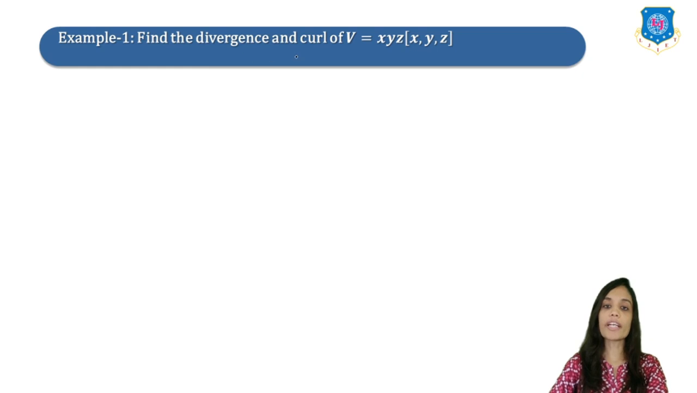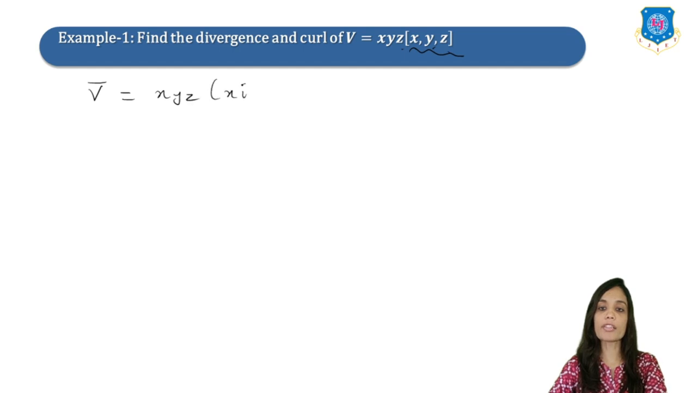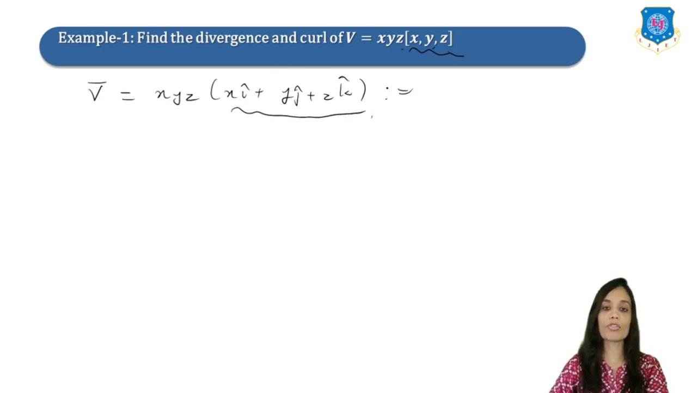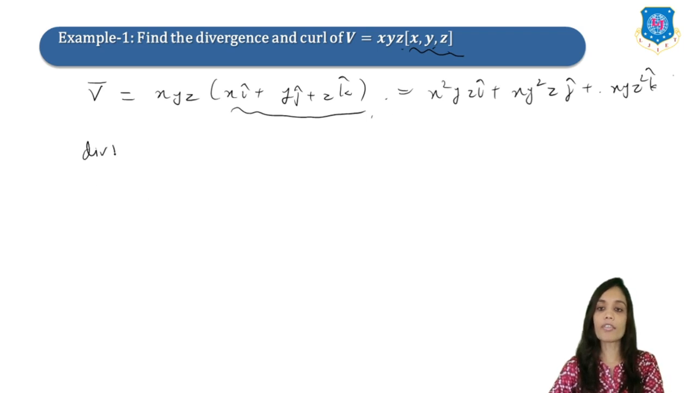In this we have to find the divergence as well as the curl of vector field v bar, that is xyz into (x i cap + y j cap + z k cap). This is our vector only. So let us write our vector v bar as xyz into (x i cap + y j cap + z k cap). This vector can be written in this form also. Now simplify this. So it is x²yz i cap + xy²z j cap + xyz² k cap.